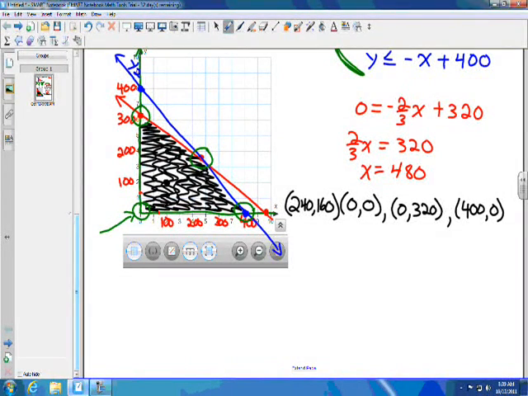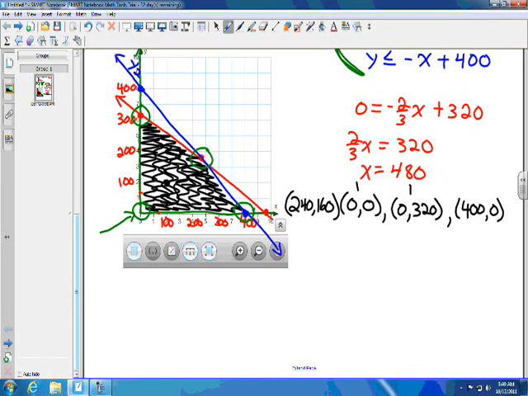So we check those points. What would this mean that we're making? 240 short sleeve and 160 long sleeve. This one would mean 0 of each. We're not making anything. This would mean we're making no short sleeve and all long sleeve. And that last one would mean we're making 400 short sleeve shirts, no long sleeve. The question, which one will make us the most money?